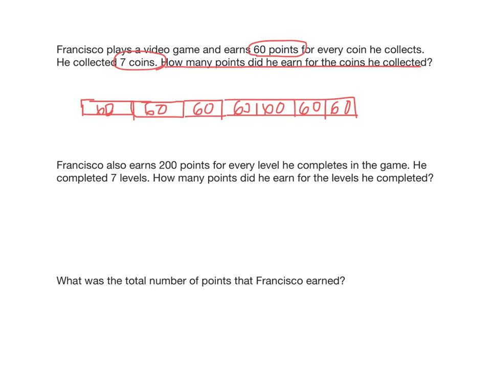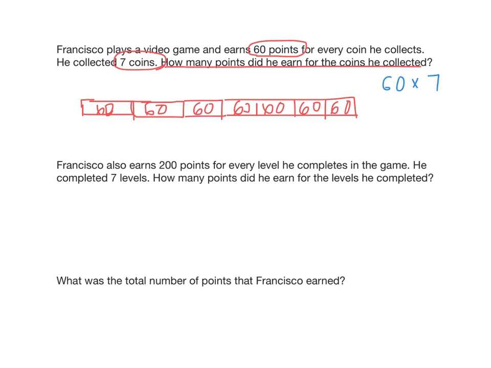Now that we have a picture, we're ready to write an equation. What math operation are we doing here? Addition? We could be. Could we do 60 plus 60 plus 60 plus 60 plus 60 plus 60? Yeah. Are we doing subtraction? No. Could we be doing multiplication? Yes. Okay. Could we be doing division? Let's do multiplication. The multiplication equation would be 60 times 7.